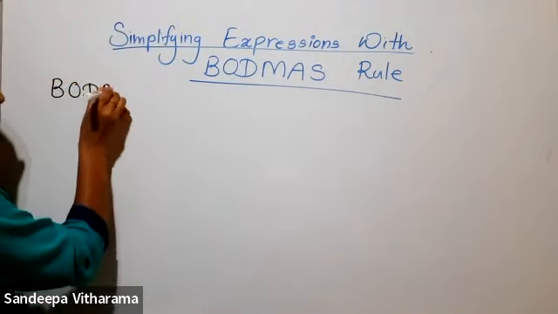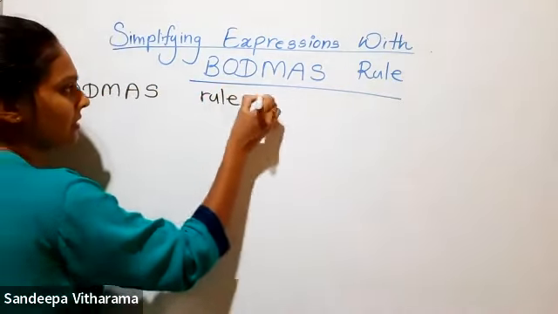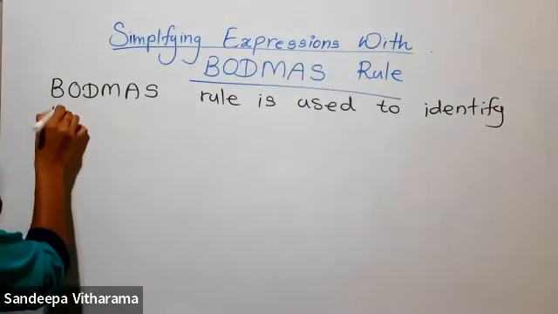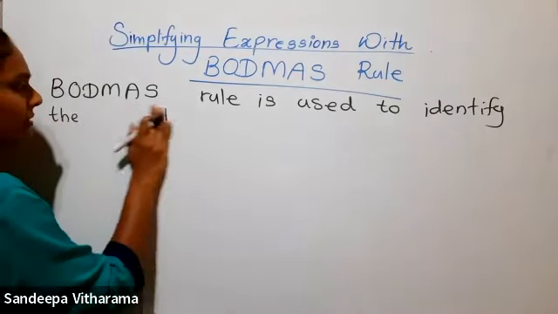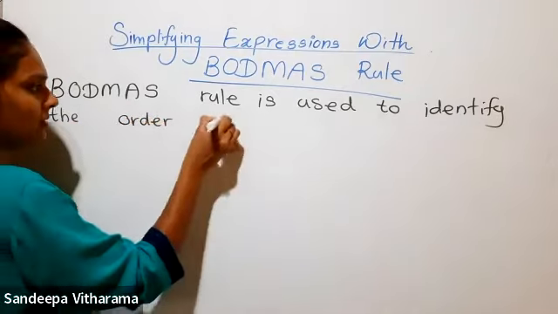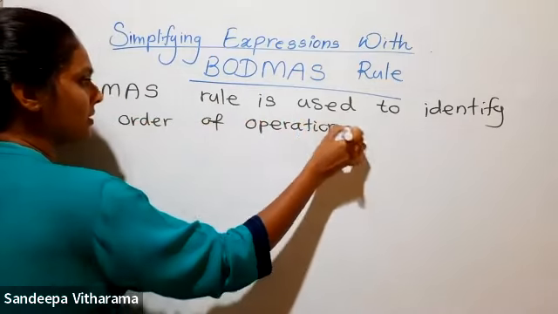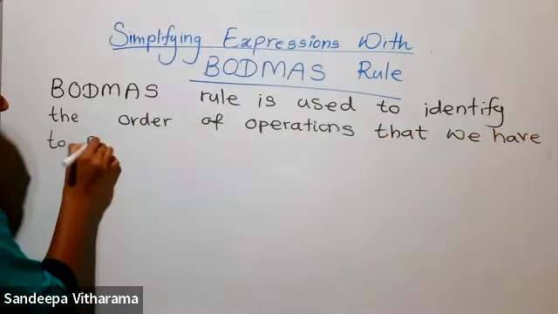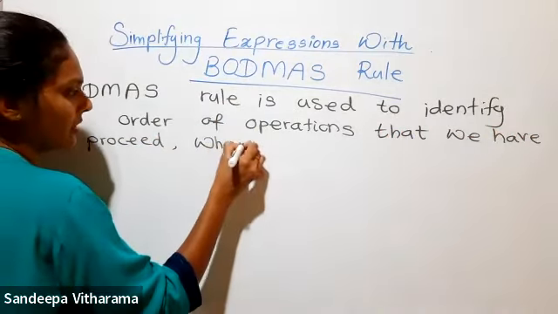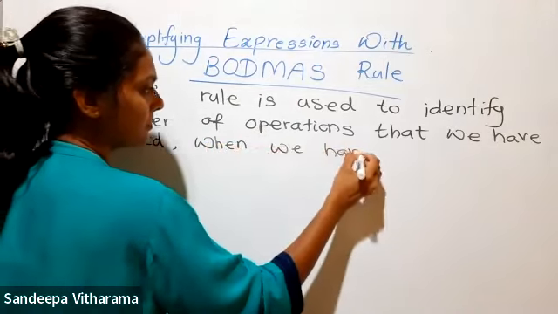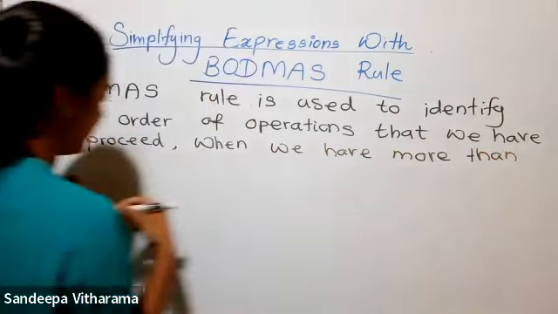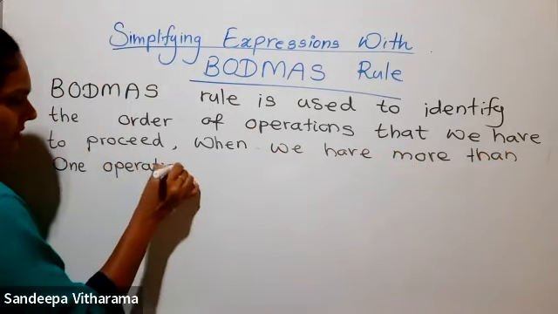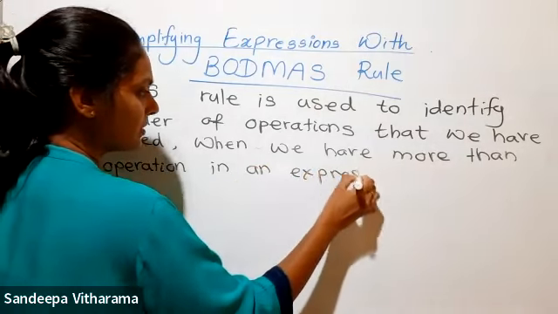BODMAS rule. BODMAS rule is used to identify the order of operations that we have to proceed when we have more than one operation in an expression. Okay, first of all, write this down.